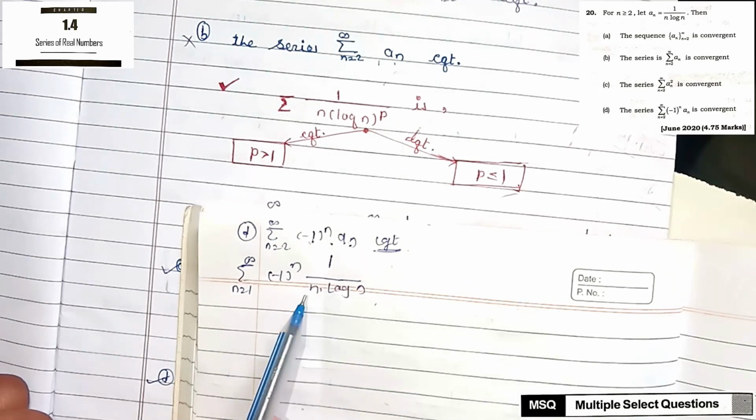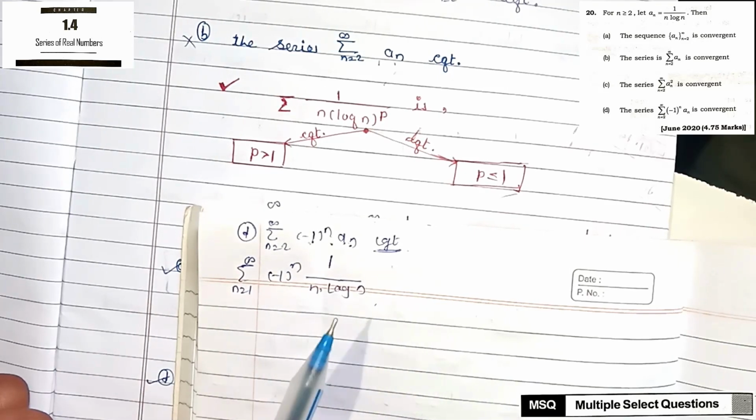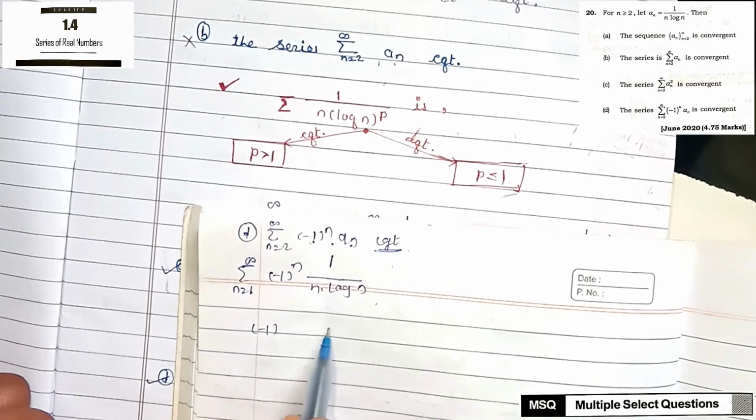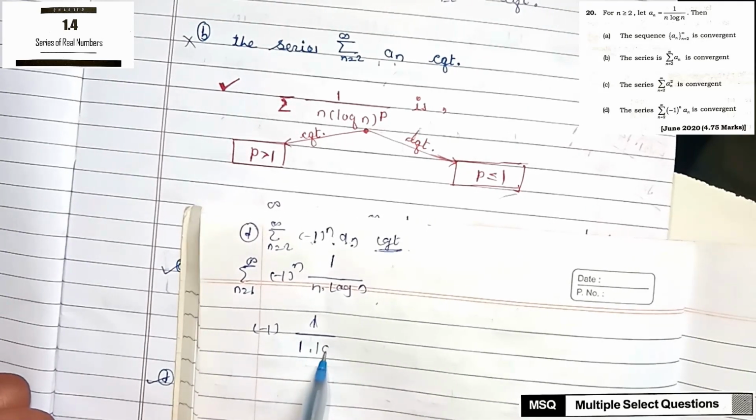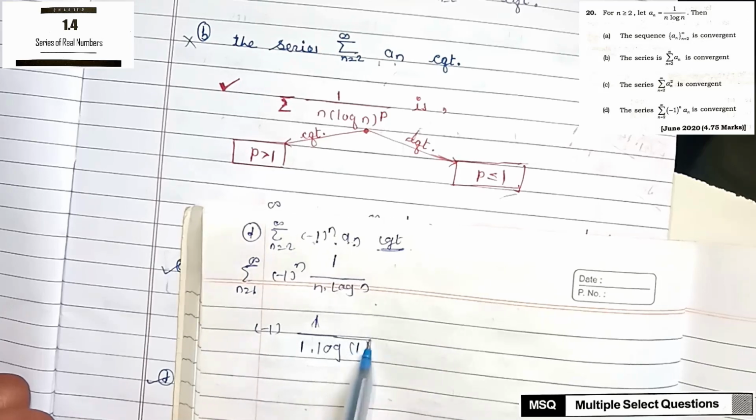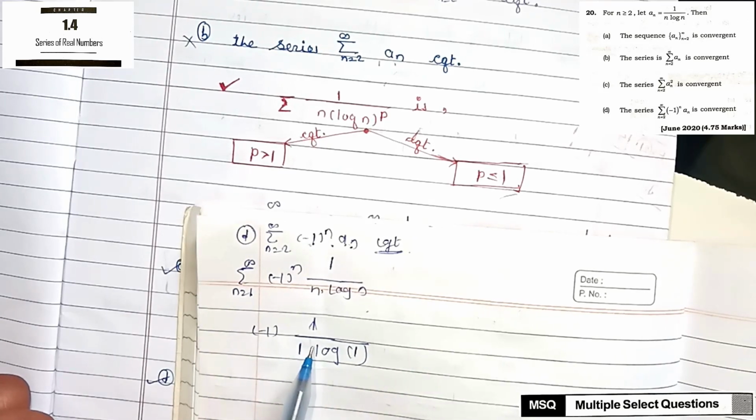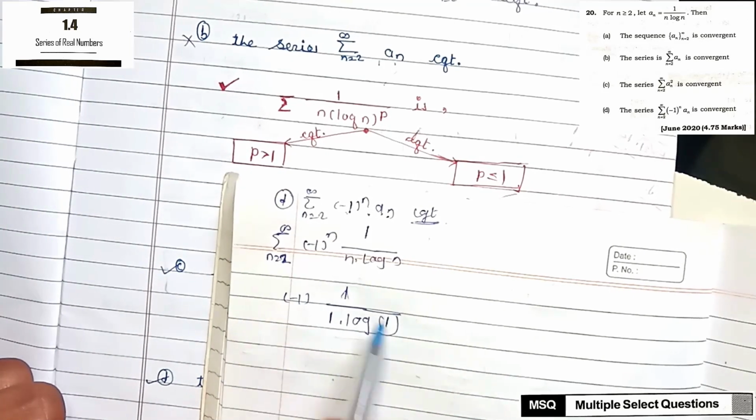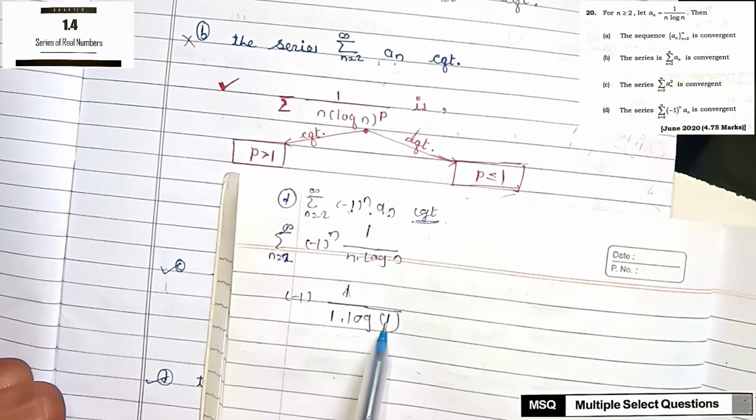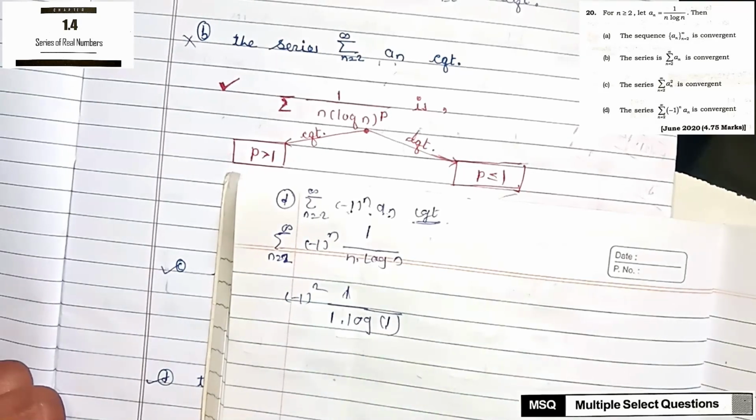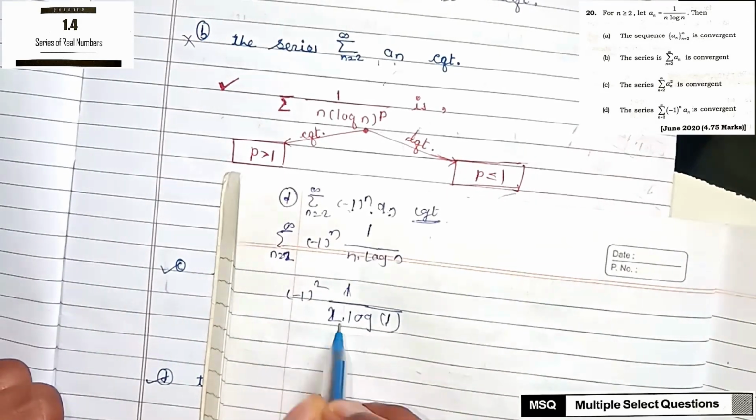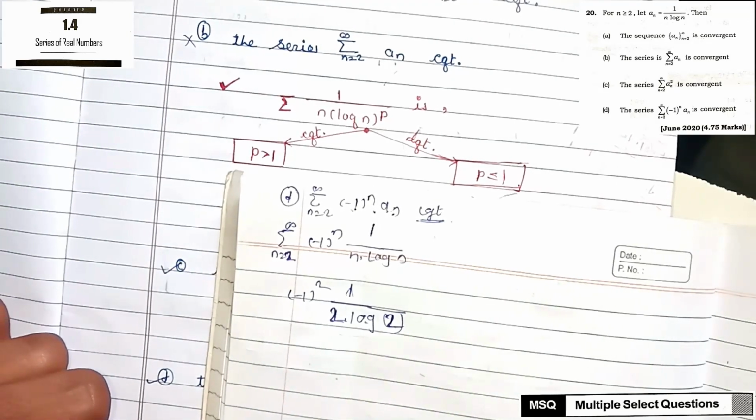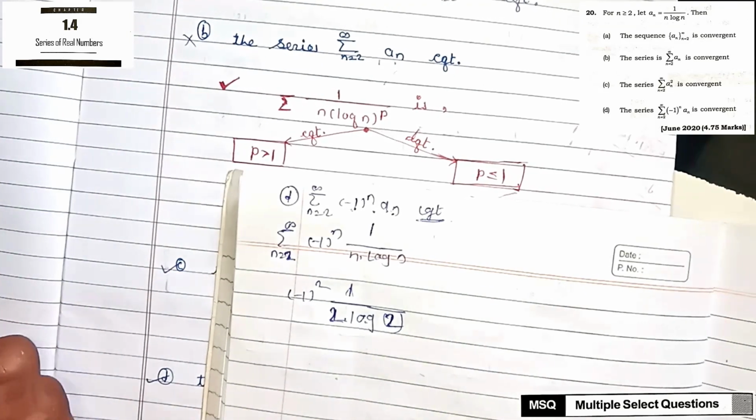So let us see how the terms inside this series look. When we put n equal to 1, we get minus 1 times 1 upon 1 into log 1. Sorry, it is not 1, it starts from 2, because if we substitute 1 the term goes to infinity. So n starts from 2, giving 1 upon 2 log 2. Here log 2 is bigger than 0, and 2 is bigger than 0, so this term is positive.